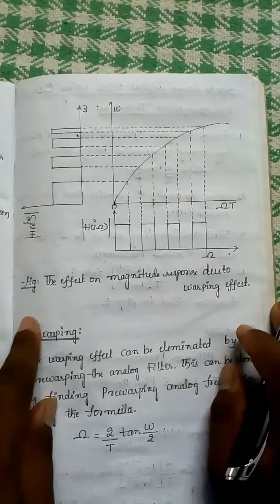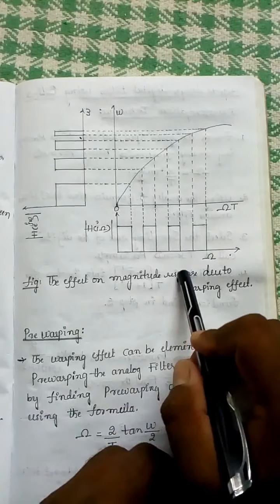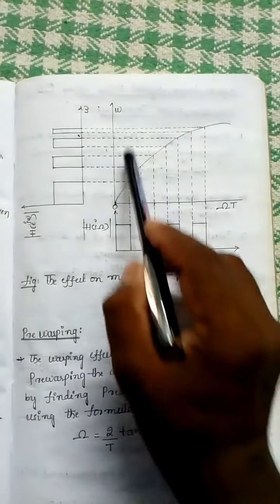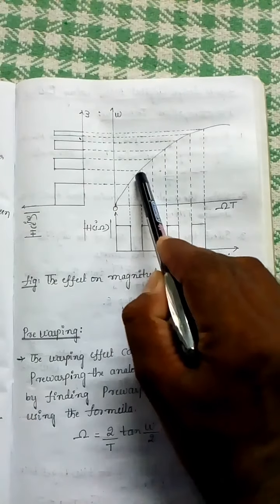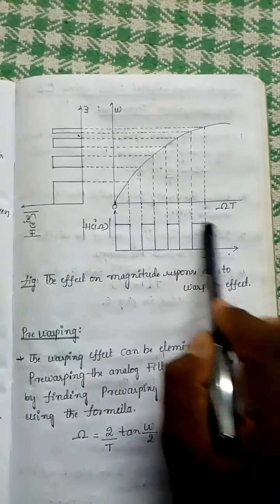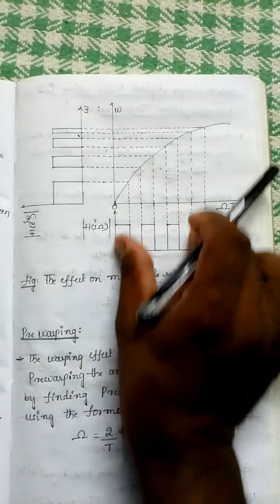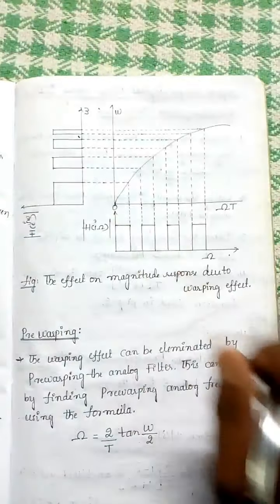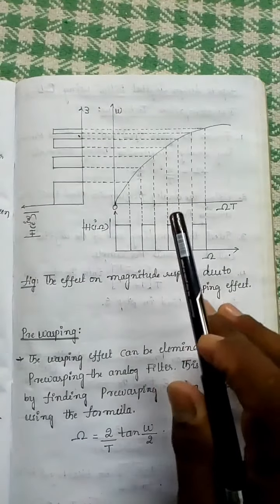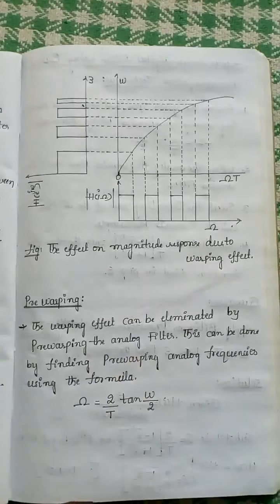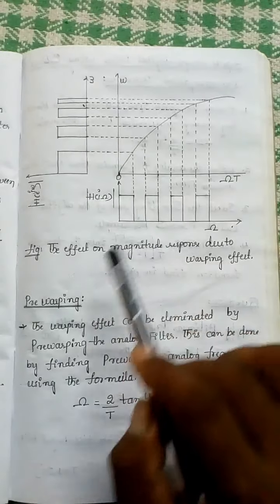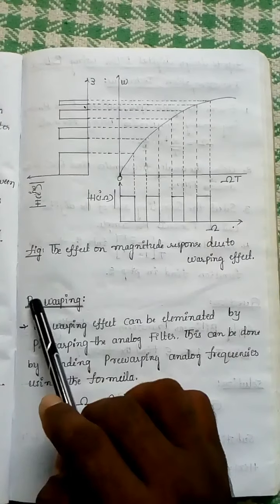Okay, once you see this diagram, which is also in the Ramesh Babu textbook, it is clear. So this is linearly increasing. This effect is shown here only. Finally this effect is known as the warping effect. Clear. Next, this is the effect on magnitude response due to the warping effect. This diagram simply shows the effect on magnitude response due to the warping effect.